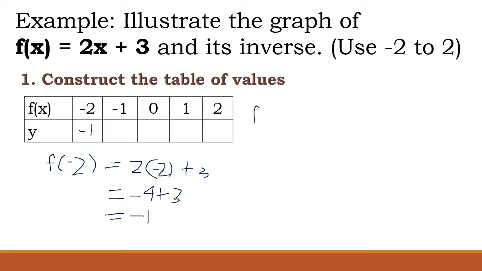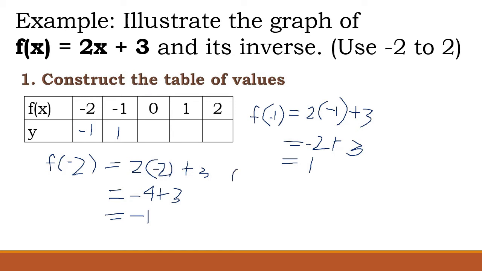Let us find the second value, which is -1. So f of -1 is equal to 2 times -1 plus 3, which is equal to -2 plus 3. So -2 plus 3 is equal to +1. Therefore, y is +1.